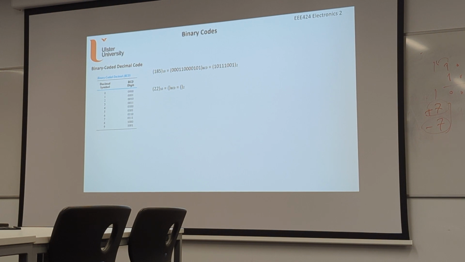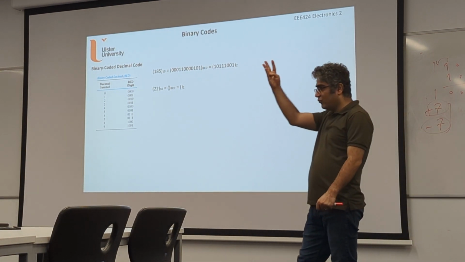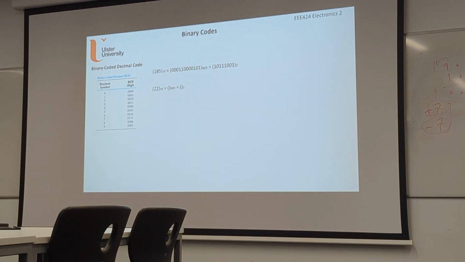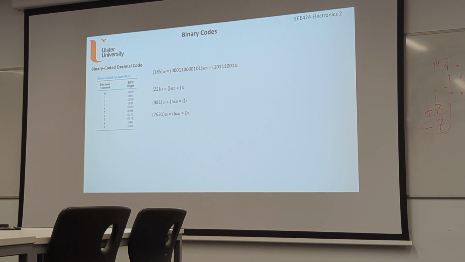For example, 22, can you convert that to the BCD? And remember, BCD is different than the binary. BCD is based on representation of each decimal digit by 4 digits based on 1, 2, 4, 8. Okay? There are some examples. I ask you, for example, to convert 481 to BCD. Please convert yourself.